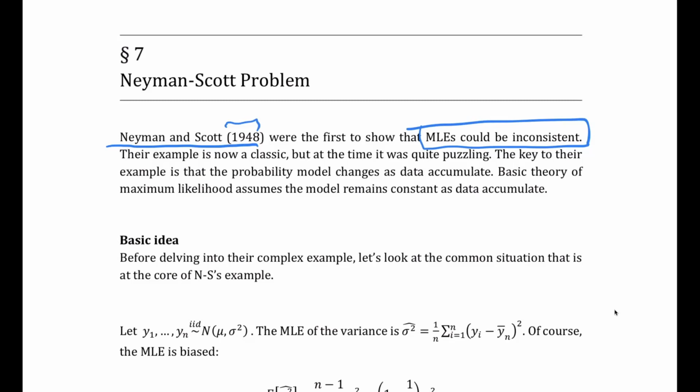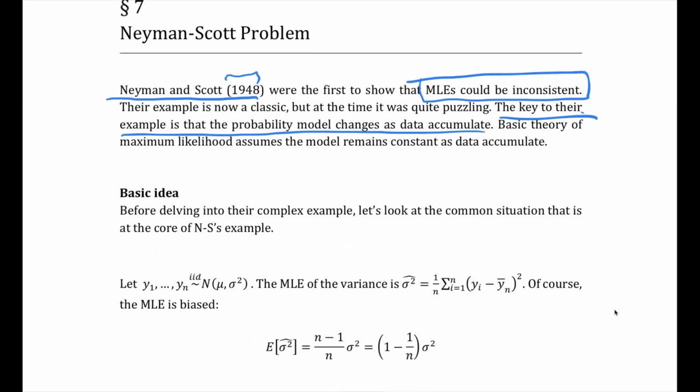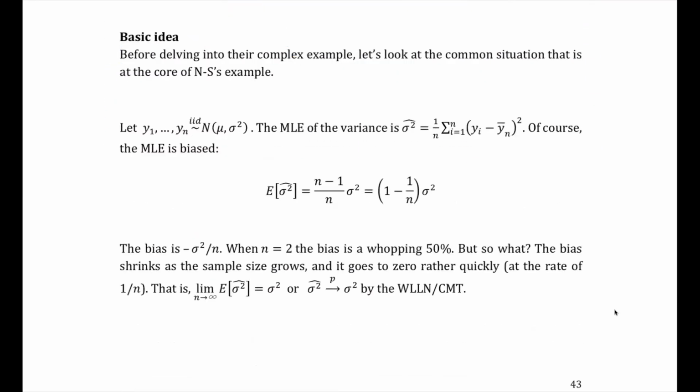And the key to their example is that the actual model changes as the data accumulates. This is how I think about it in a statistical sense. In a machine learning sense, this is not always as helpful because there are so many parameters that it's hard to tell what's changing or not. But the basic theory of maximum likelihood assumes that the model remains constant. It assumes that the model that's generating the data is indeed constant. So let's see what we mean by that.